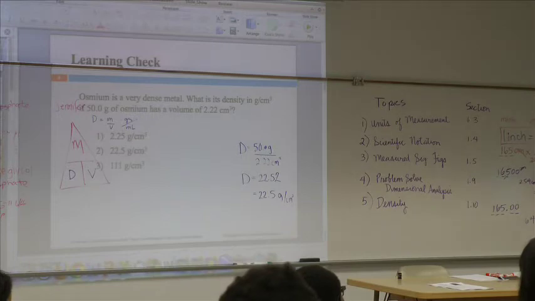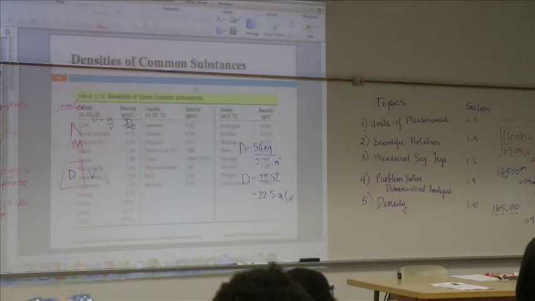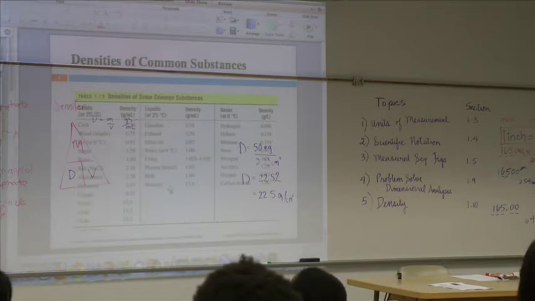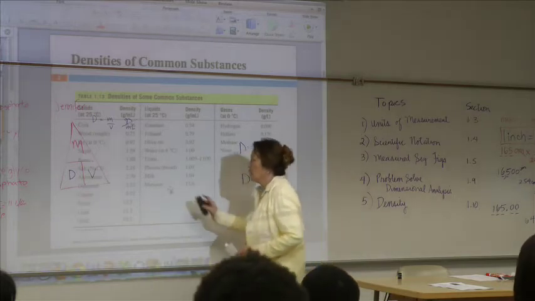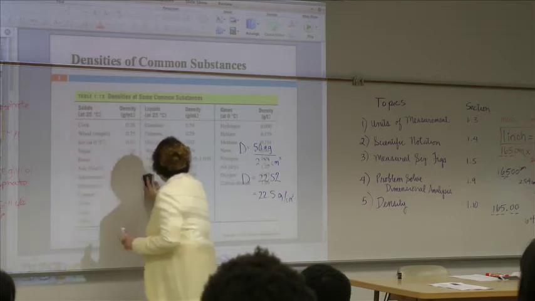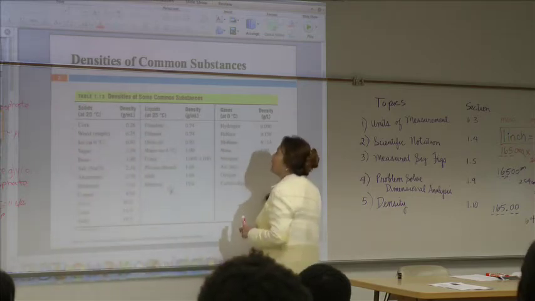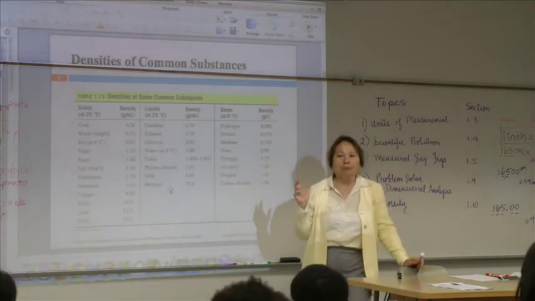So there are other density type problems too. This is actually a lab that different campuses perform. If you look at the density of different common substances, always remember the density of water, and that's why water is such a unique substance. Let's take a look at the different types of compounds. Density is a very, very important property.